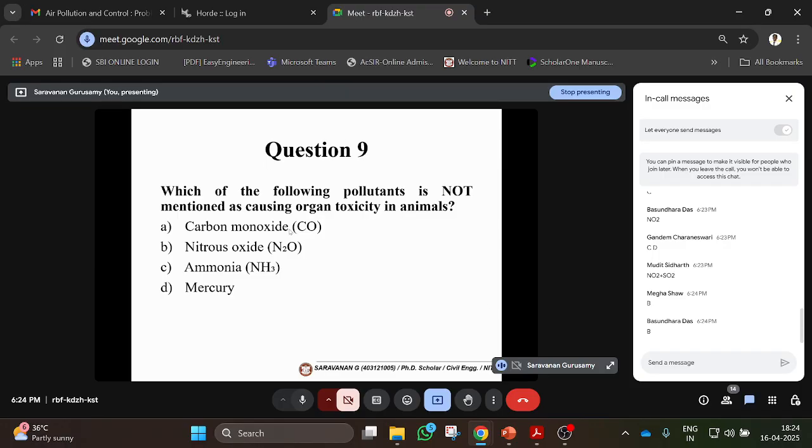Animals' organ toxicity means it will contain some. I don't think ammonia, because ammonia may cause, because that will be easily attaching with the organics, even mercury also. No, no. Answer is N2O.